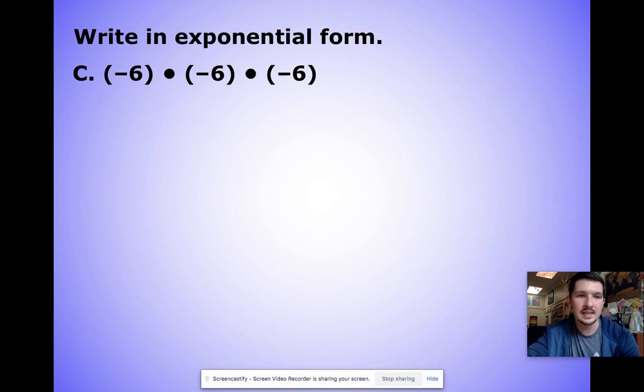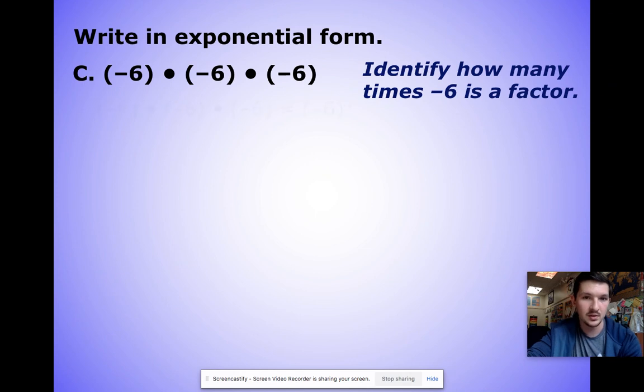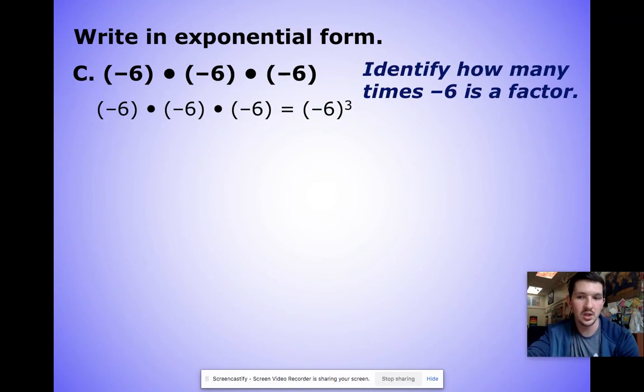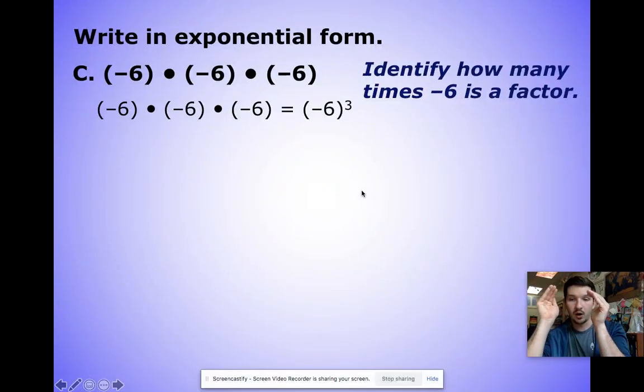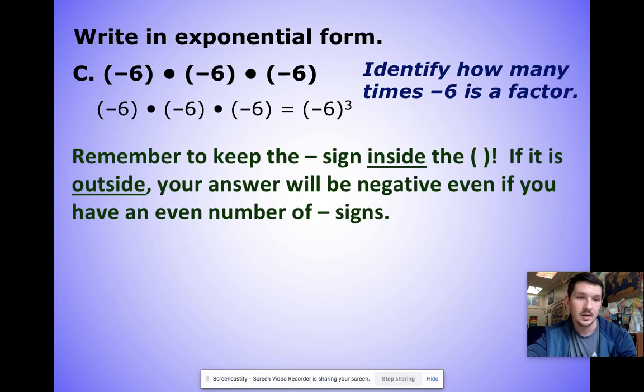Again, we have this one, C: negative 6 times negative 6 times negative 6. If we were to write this as a factor, we would write it as (negative 6) to the 3rd. Please notice how we put these in parentheses. It's important that we put our base in parentheses if we're doing a factor, so we make sure we're including the negative as part of that factor. So remember to keep the negative sign inside the parentheses. If it is outside, your answer will be negative even if you have an even number of signs. So you have to have that negative inside your parentheses if you have a negative number. Otherwise, it's going to mess up your answer, okay?